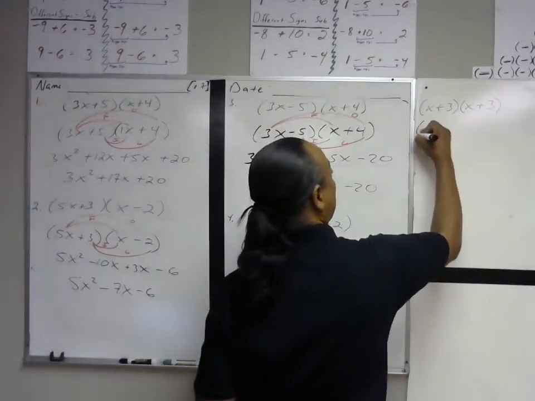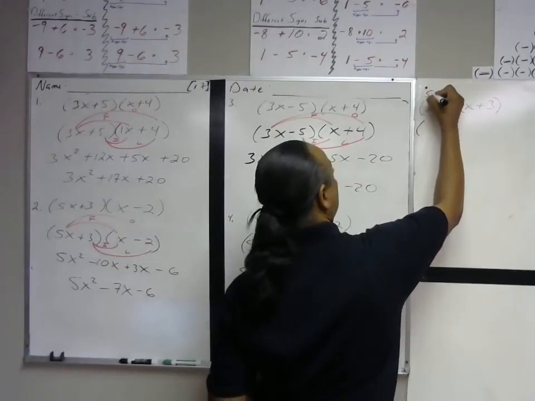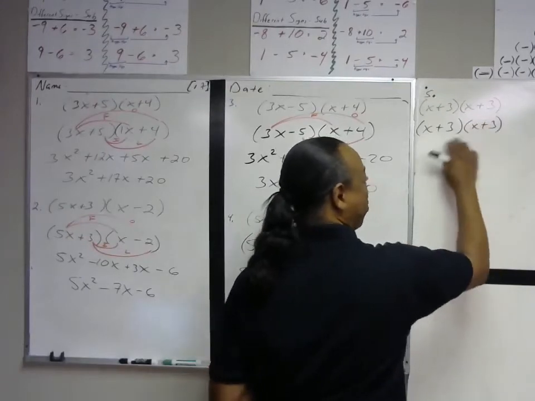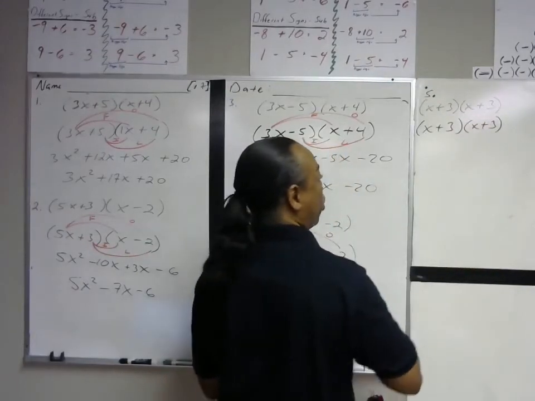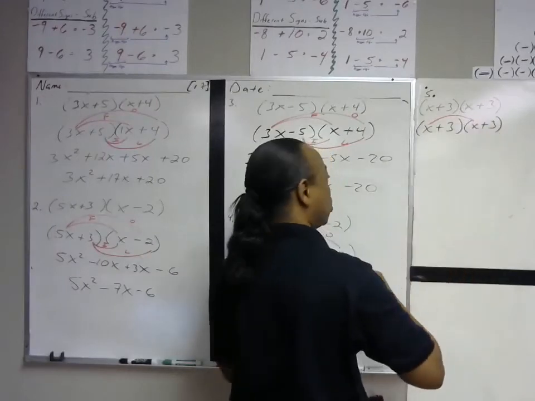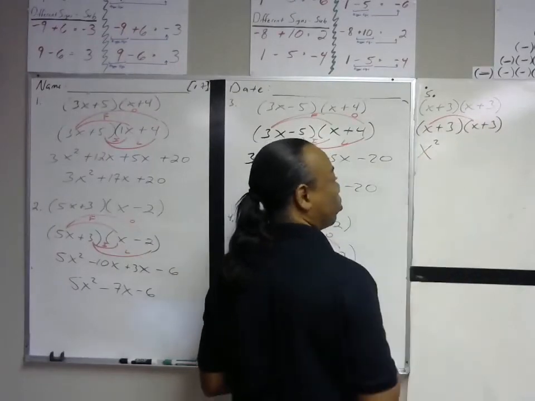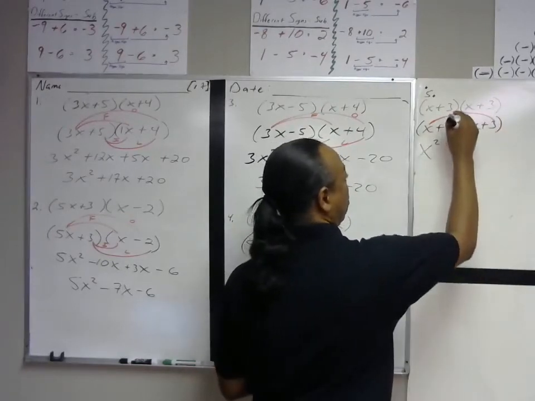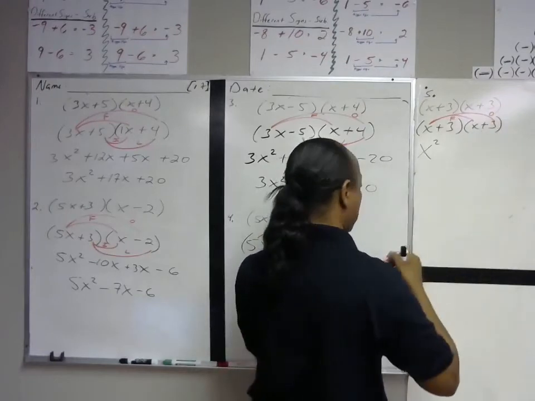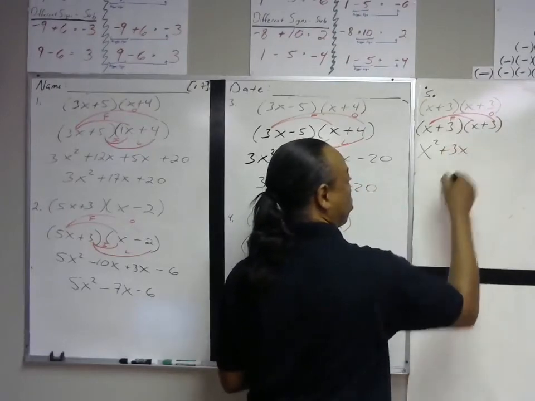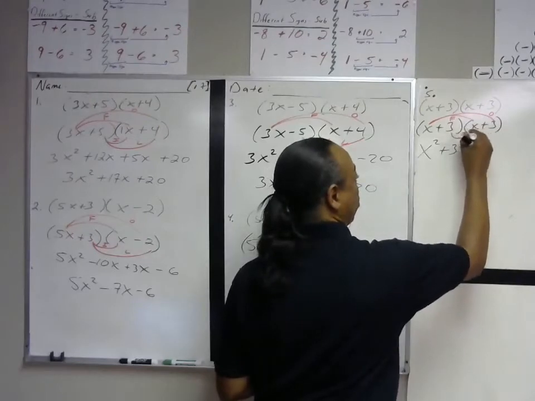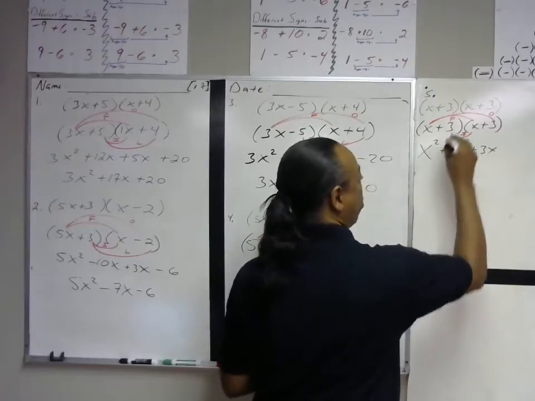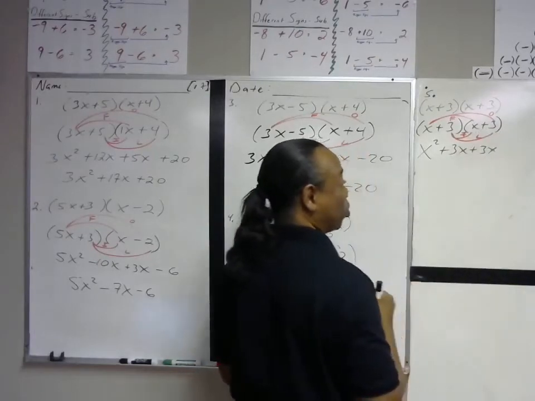Okay, the last problem, number 5, is x plus 3 times x plus 3. So the same binomials. Okay? So when I FOIL this, I'll get x times x, which we remember as x squared. X times 3, that was the first term, this is the outside term, which will be 3x. Multiplying the inside terms will give us 3x. And then we'll multiply the last terms, which is 3 times 3, that'll give us 9.